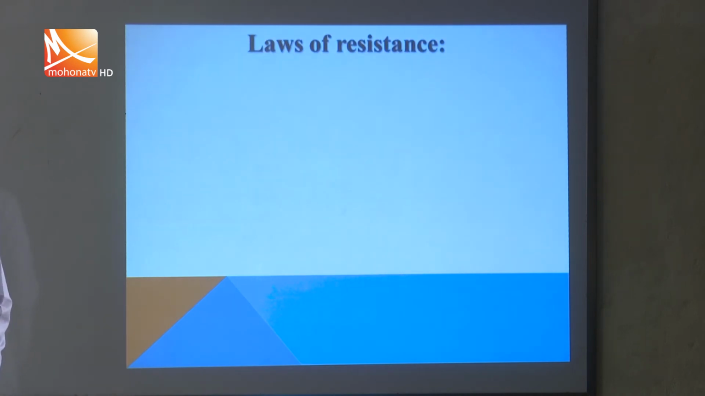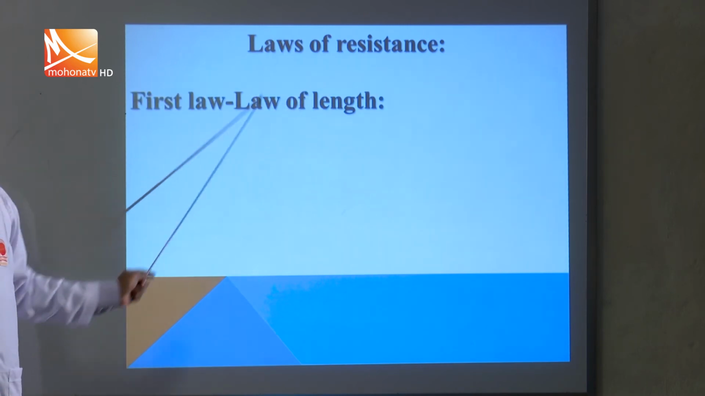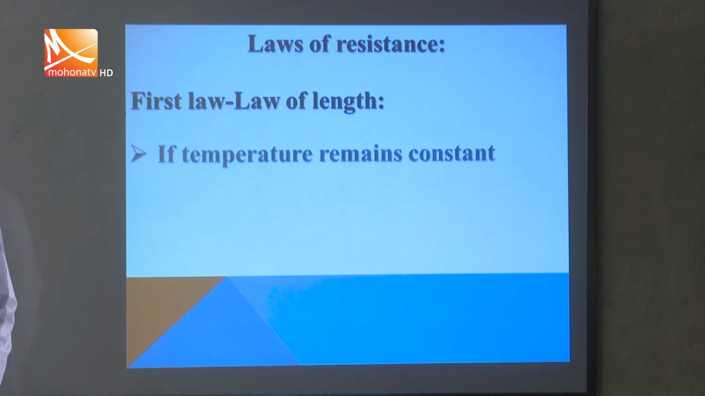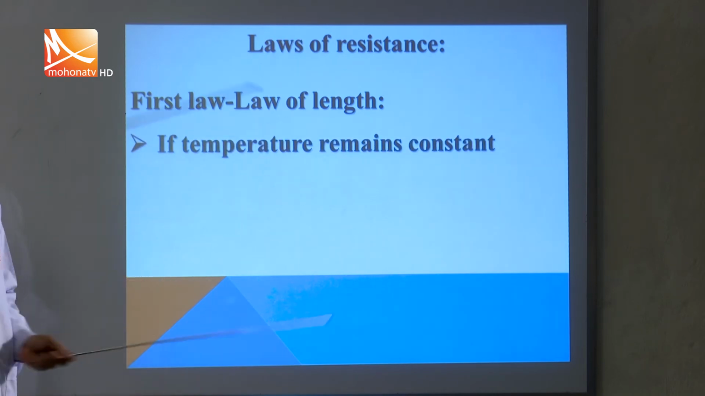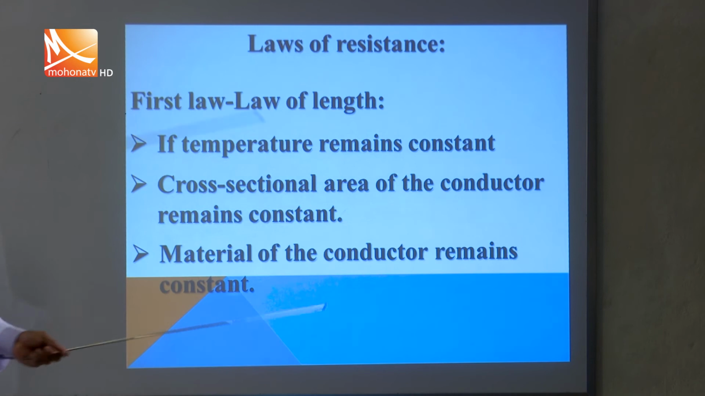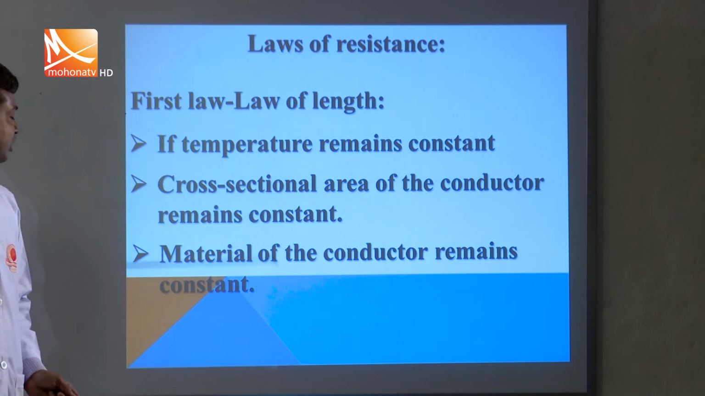Now, I am going to discuss the laws of resistances. The first law is known as the law of length. You know that, my dear students, when we discuss the law of length, then the rest of the 3 components of the dependency must be constant. That is, the temperature of the conductor should remain constant, the cross sectional area of the conductor remains constant, and the material of the conductor should remain constant.